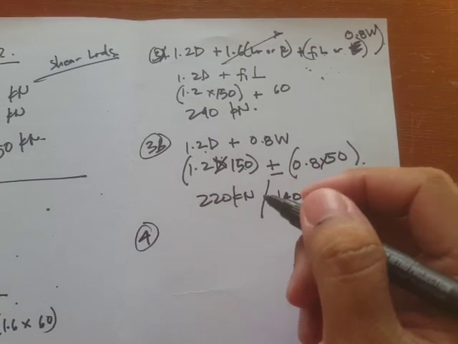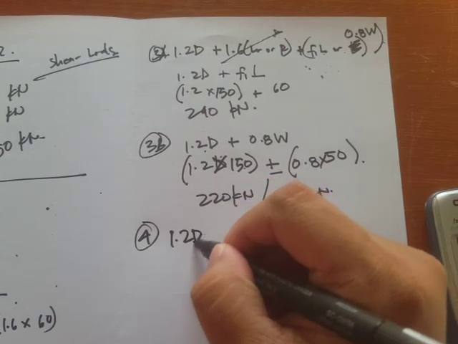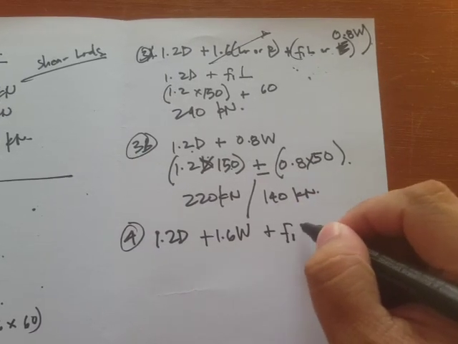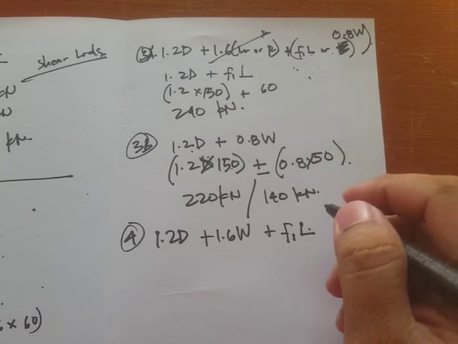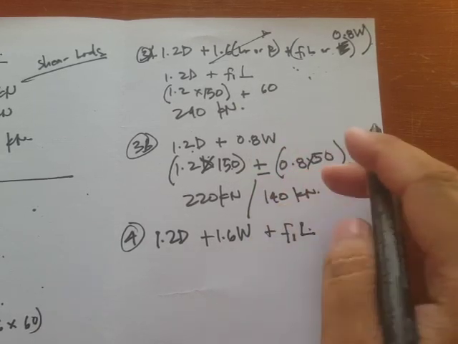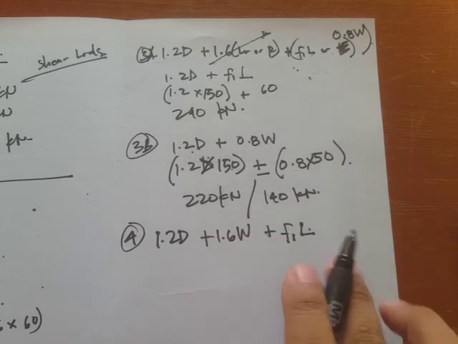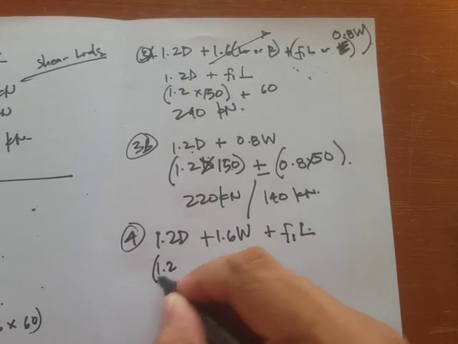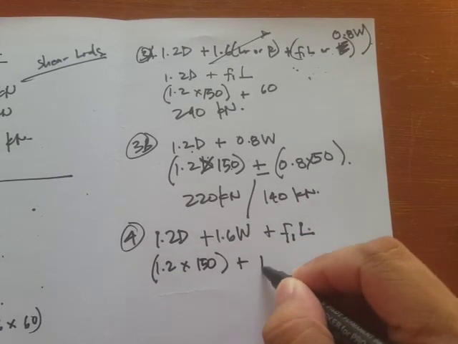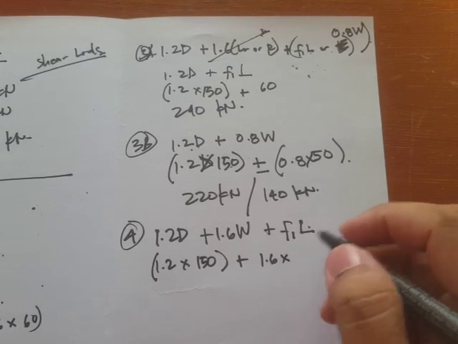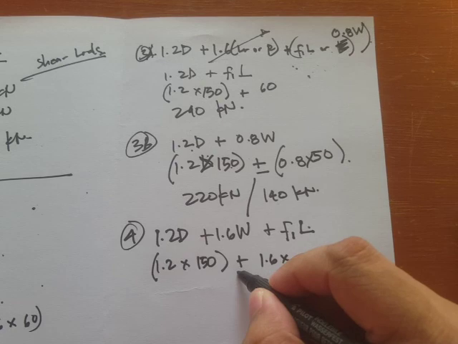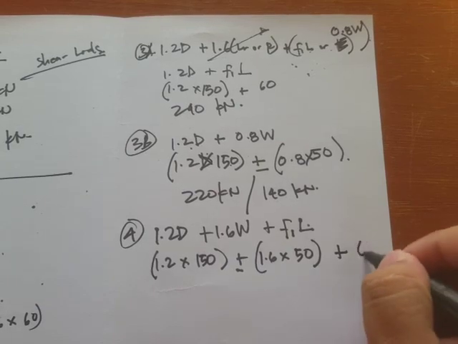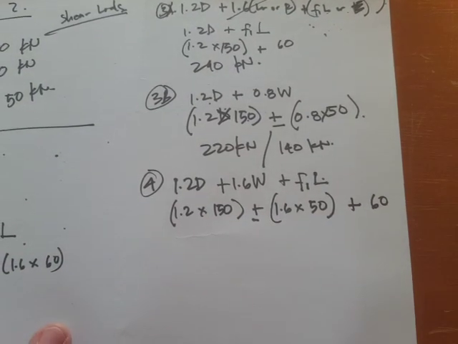So we have 1.2 dead plus 1.6 wind, plus F sub 1 L, and then the fourth term on roof live loads and rain loads. We don't have those loadings, so we'll just simply put it this way. Okay, so 1.2 dead times 150 plus 1.6 times plus or minus 50, plus live loads. Again, we'll assume 1.0 for the F1.